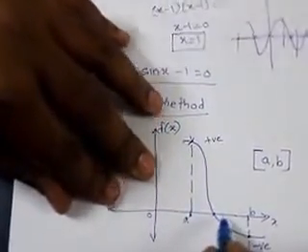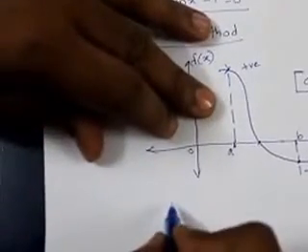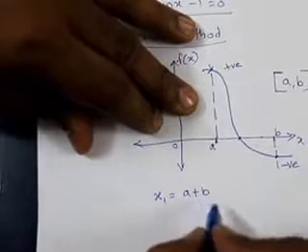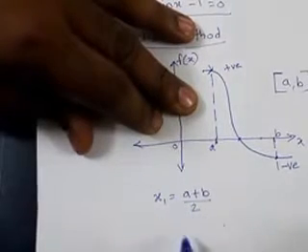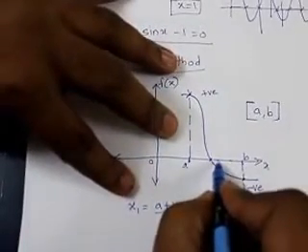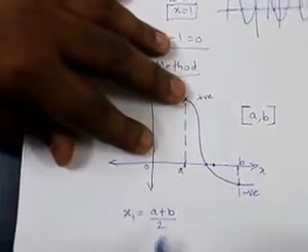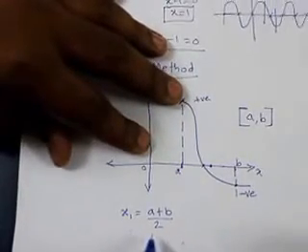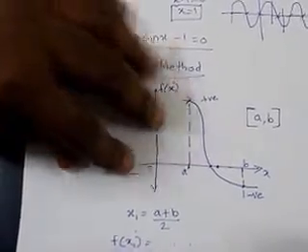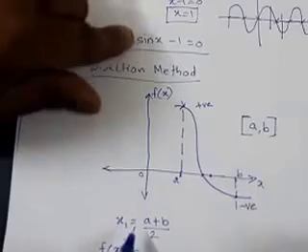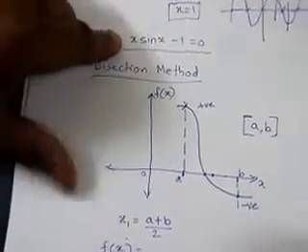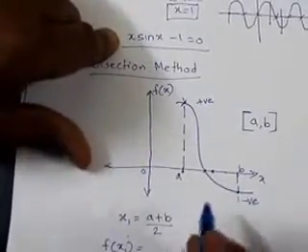So our first iteration is going to be x1, which will be equal to (a + b) divided by 2. Basically it will lie somewhere around here. We'll calculate this and then find out what the value of f(x1) is going to be. When x is equal to x1, what is the value of this function or any other function?